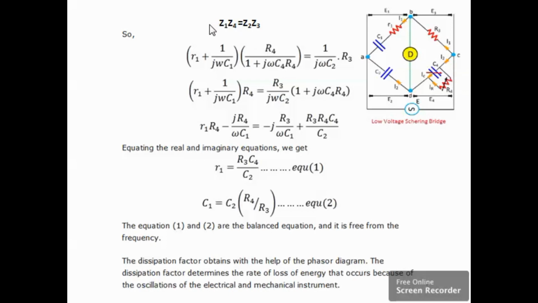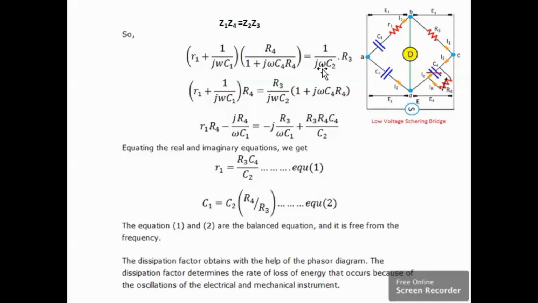As we know, the general expression for balance in AC bridges is Z1 Z4 equals Z2 Z3. Z1 is the first arm impedance. Here in the first arm, resistance and capacitance are connected in series, so the impedance is R1 plus 1 by j omega C1. Then Z4 means the fourth arm impedance. In this fourth arm we have a resistance and capacitance connected in parallel, so the expression for impedance will be R4 divided by 1 plus j omega C4 R4.